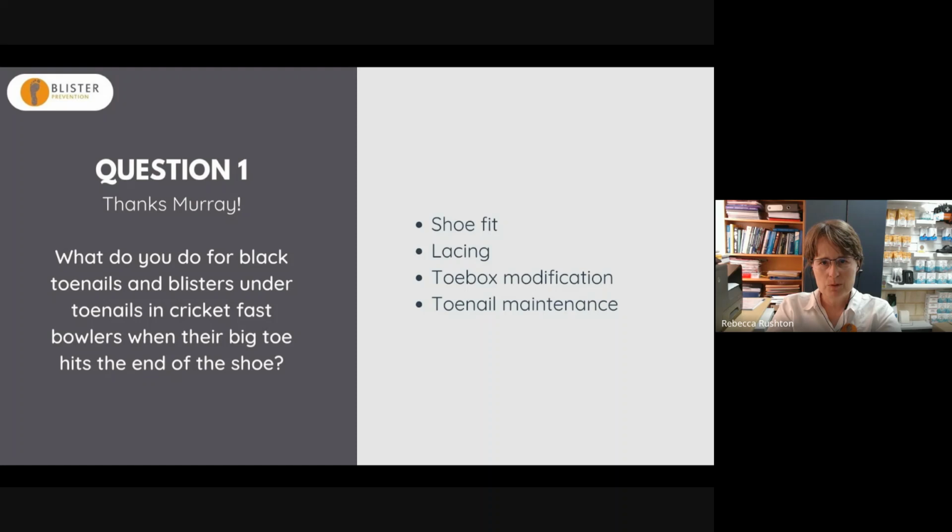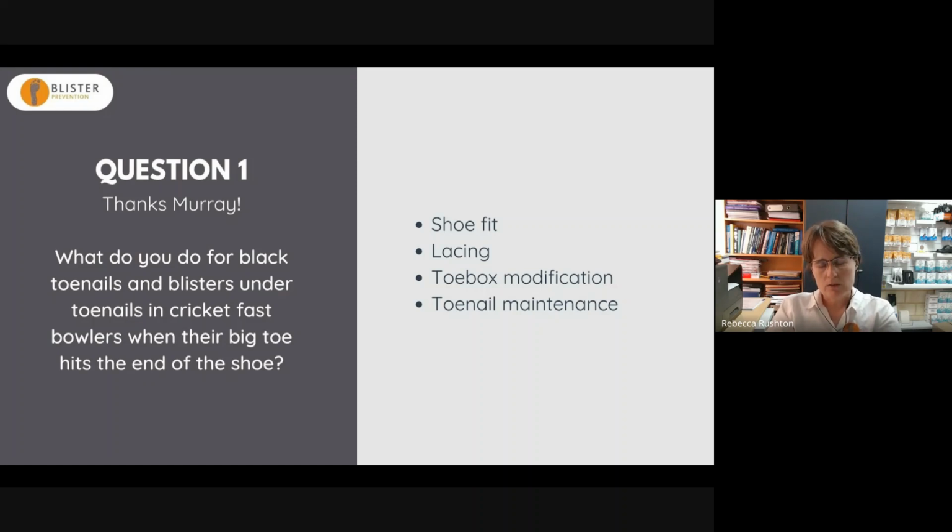There is massive force making our foot keep going forward, but it is not the job of the toenails or the end of the toes to bear the brunt of that force. So really, to my way of thinking, this is a failure of the footwear to adequately meet the needs of the activity, in this case, fast bowlers. The whole shoe and the firmness with which we lace up should prevent our foot from sliding too far forward.